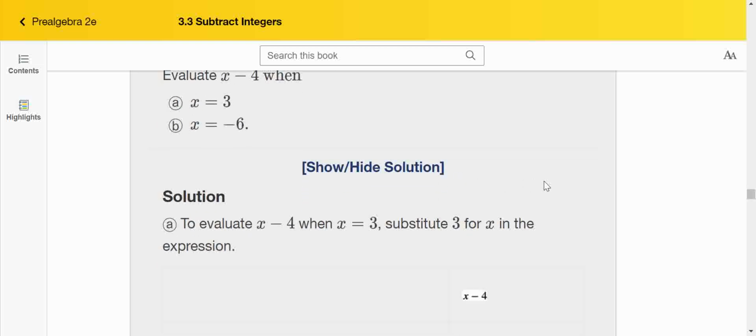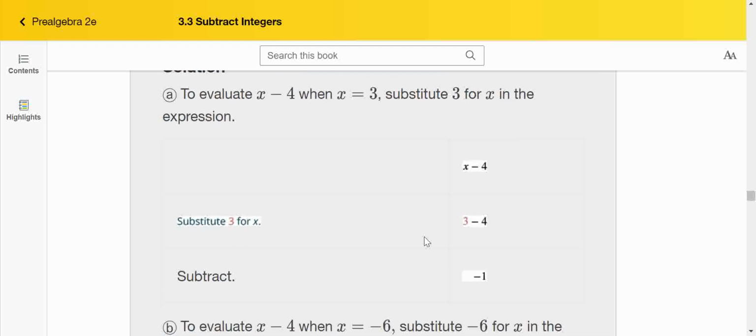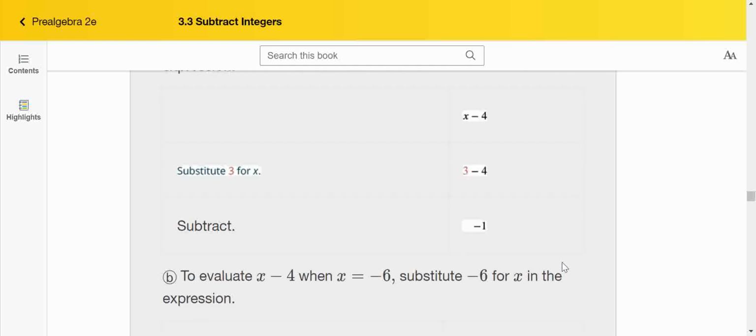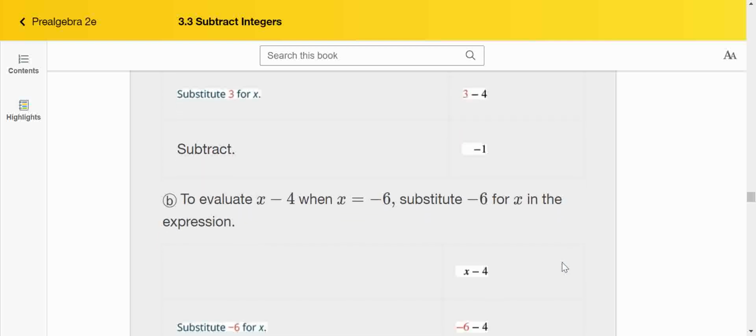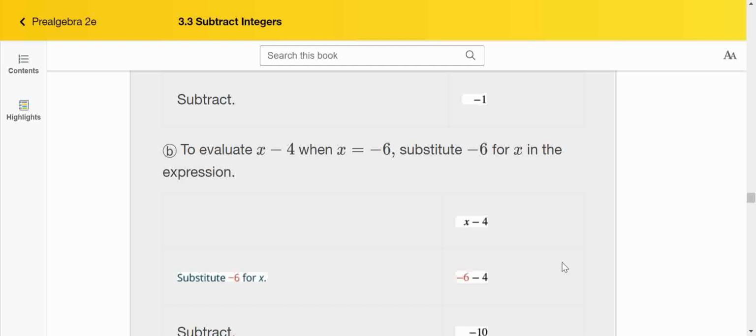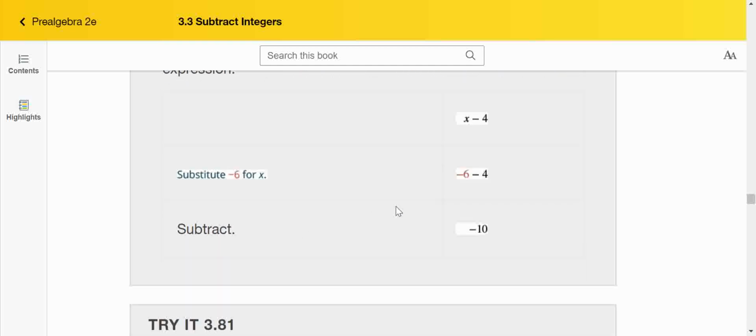Solution: to evaluate x minus 4 when x equals 3, substitute 3 for x in the expression. Substitute 3 for x, 3 minus 4, subtract, minus 1. B, to evaluate x minus 4 when x equals minus 6, substitute minus 6 for x in the expression. Substitute minus 6 for x, subtract, and we get minus 10.